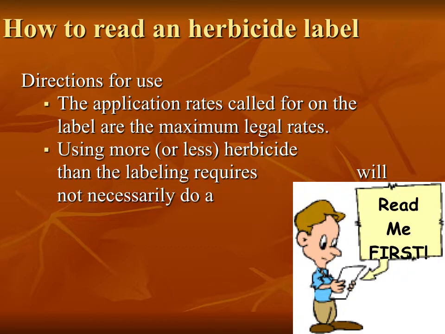The application rate called for on the label and mixing are the maximum legal rates. So if it says 1 ounce to a gallon, that's the maximum one a person can add to a gallon of water is 1 ounce. So legally, people cannot use more than what is stated on the label. Legally, you can use less. However, using less usually doesn't give the desired results. And this is true also beyond herbicides, but insecticides and many other chemicals.